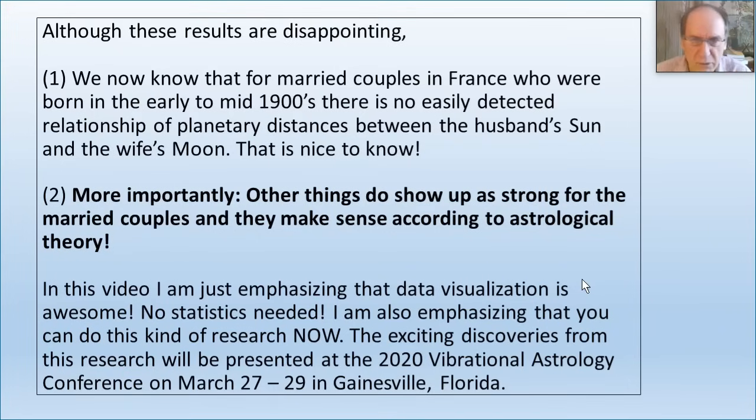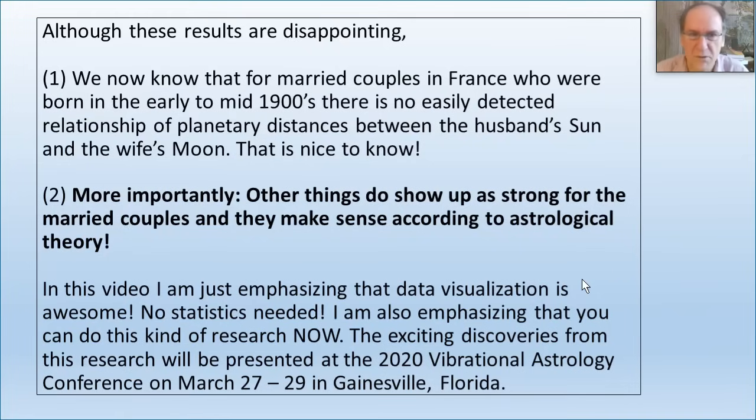But even though these results are disappointing, 2 points. Number one, we now know that for married couples in France who were born in the early to mid-1900s, there is no easily detected relationship of the distance between the husband's sun and the wife's moon. Maybe there's a relationship, but if it's there, it's not obvious. I couldn't find it. Maybe an astrologer can play with this and see that there is something going on, but it's certainly not obvious. It's not like there's sextiles or trines or something really obvious going on. This is nice to know. So it's disappointing, but at least we know that.